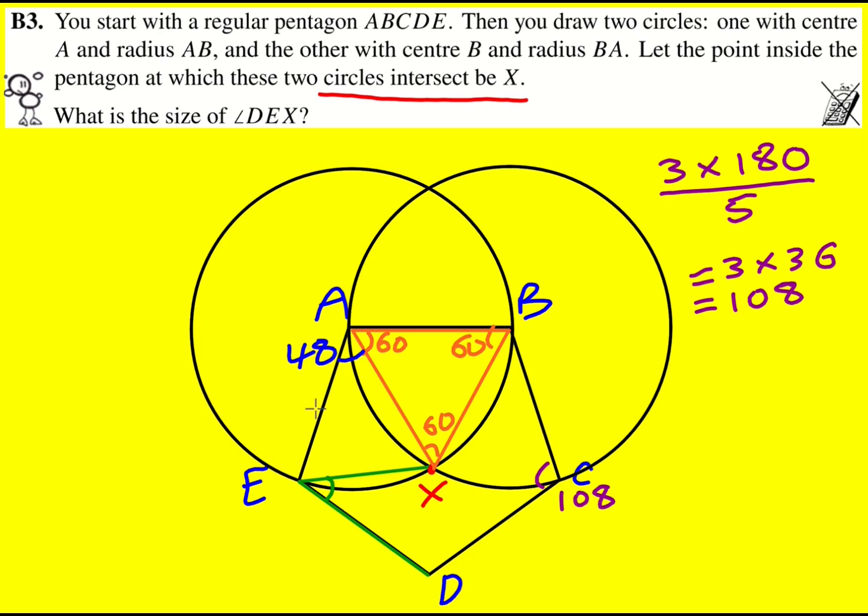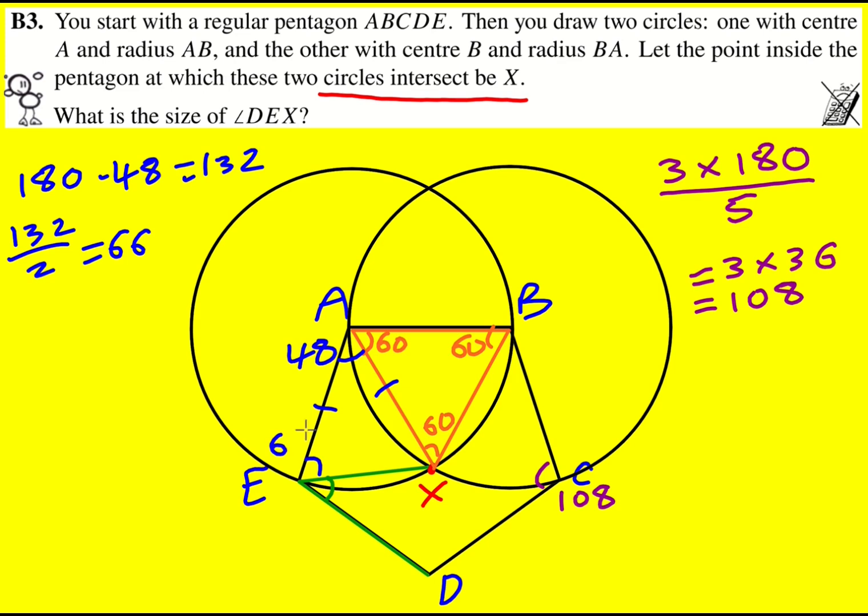And then I can see that this is an isosceles triangle. XE is not necessarily the radius, or it's not the radius in fact, because that would be 60. But actually AE and AX are both the radius of circle A, so they must be the same length. And then I can do 180 minus 48, which is 132. And then I can divide by 2, to give 66. So that angle there is 66 in particular. That's the one I'm interested in.